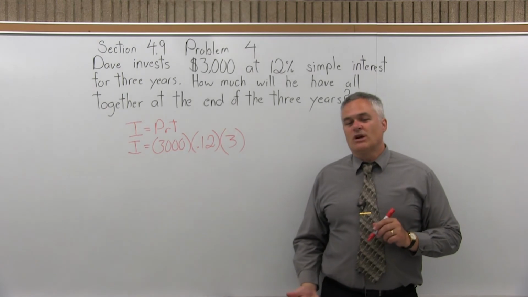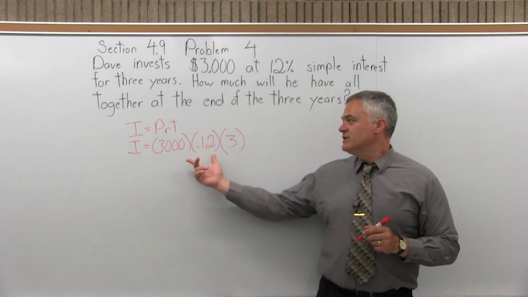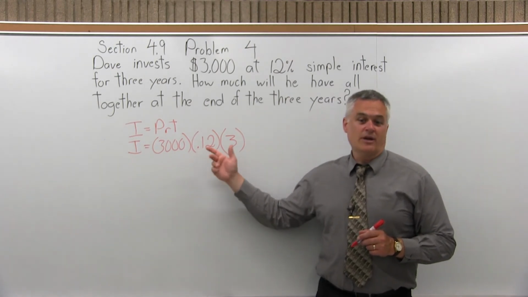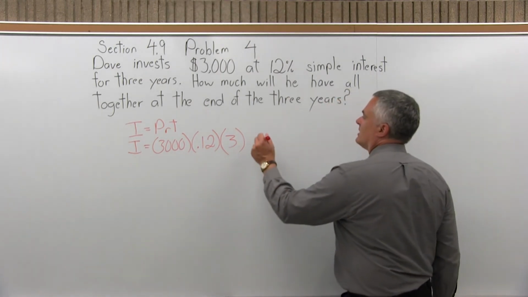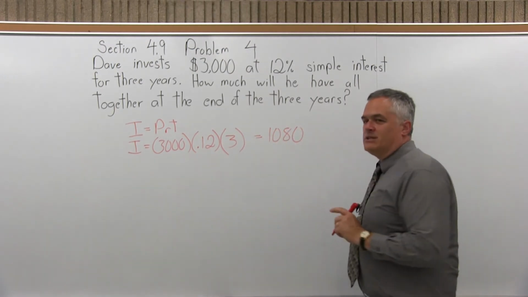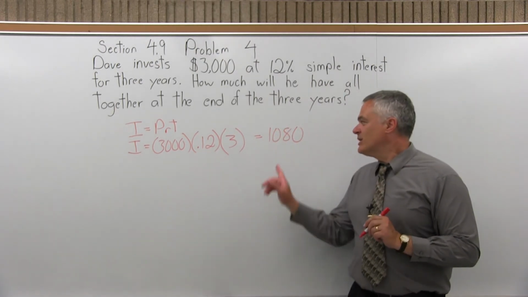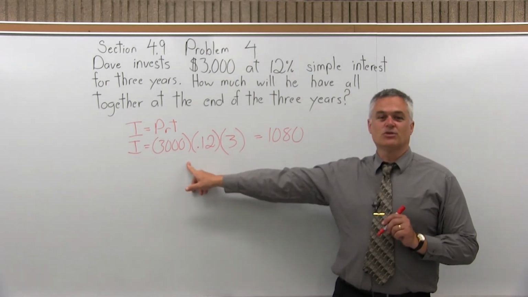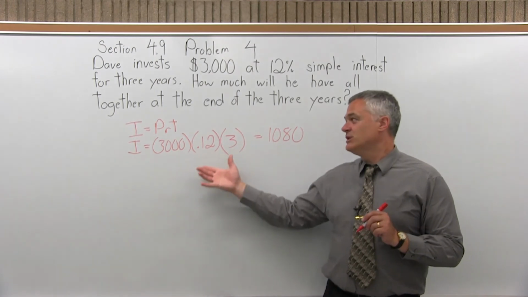If your teacher will allow you to use a calculator, and most teachers do for this section, you're just going to multiply 3,000 times 0.12 times 3, and you will get an answer of 1,080. Now, with this one, you have to pay attention a little bit. That's not the answer. It's not what they ask. This is how much interest is earned on the investment in 3 years, which we need to know.